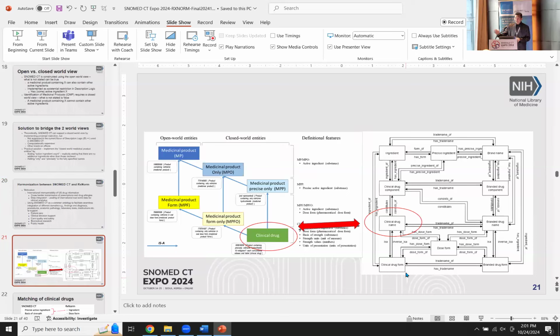So you have seen the two components of this slide. On the left is the SNOMED model, on the right is the RxNorm model. What we are trying to do is align the clinical drug in the two models, because that is probably the most straightforward and most useful level to align the two systems.